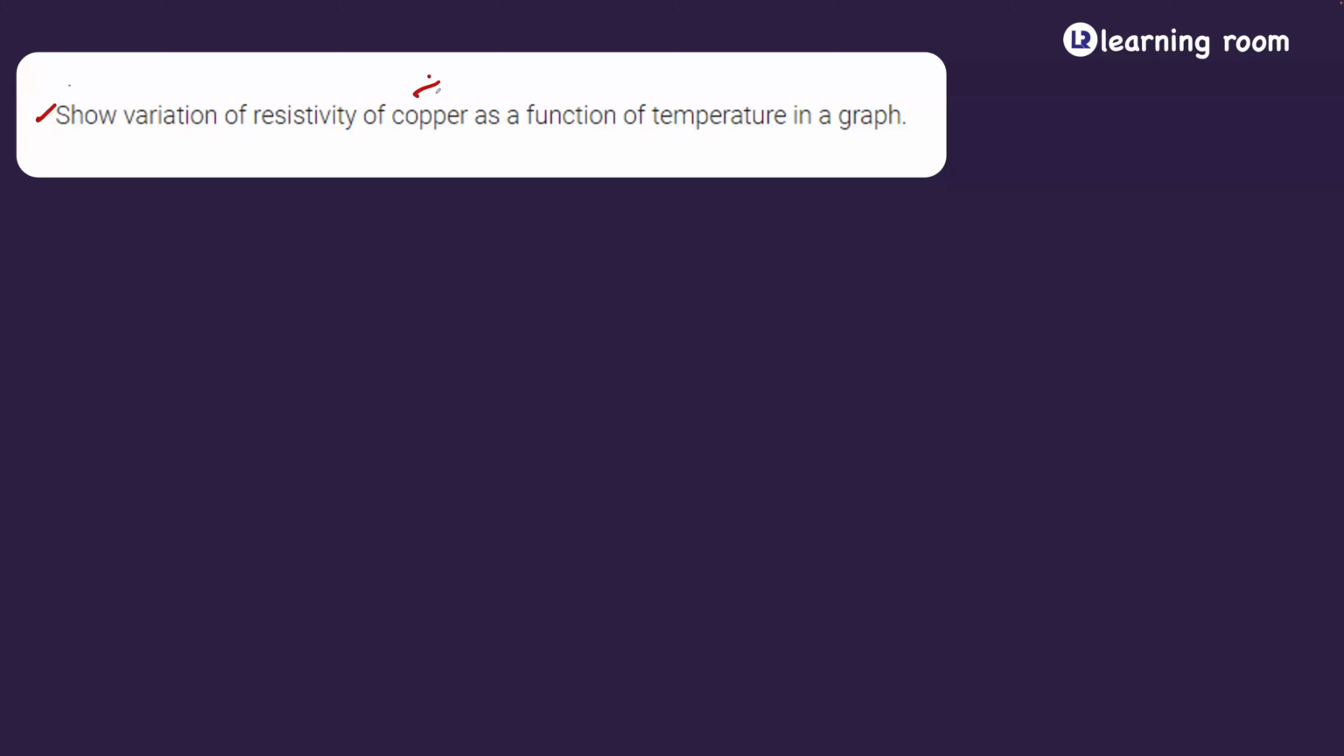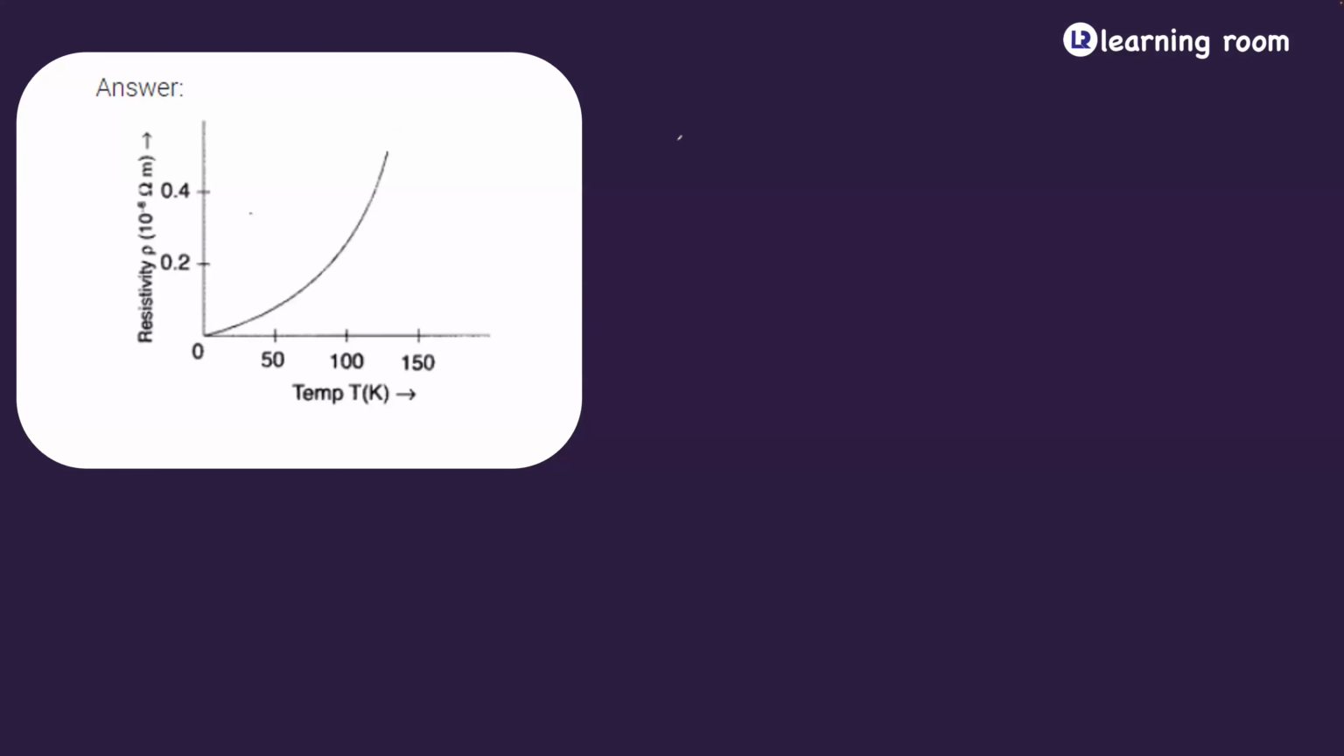Copper is what material? It's a conductor. So for a conductor, I told you one relation, rho is equal to rho naught into 1 plus alpha into delta T. What is the value of alpha? It is positive. Meaning with temperature, resistivity is supposed to increase. Had they given a semiconductor here, then it would have decreased. But it will not increase linearly, rather it will increase like this. So this is the graph which will be given.